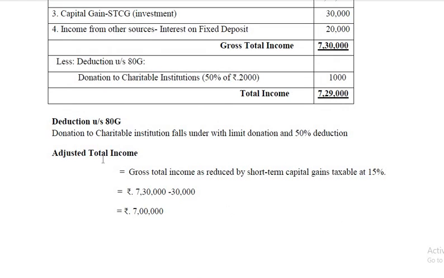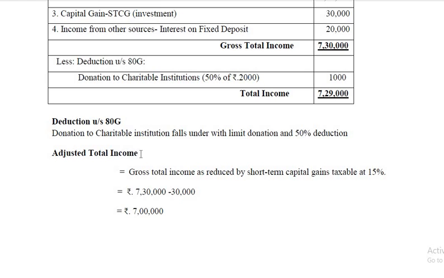But what is the qualified amount? Qualified amount in the case of with-limit donations is 10% of ATI, adjusted total income, or actual with-limit donations, whichever is less. Actual with-limit donations are 2,000. Now what is 10% of ATI, adjusted total income? First let us see what adjusted total income is.